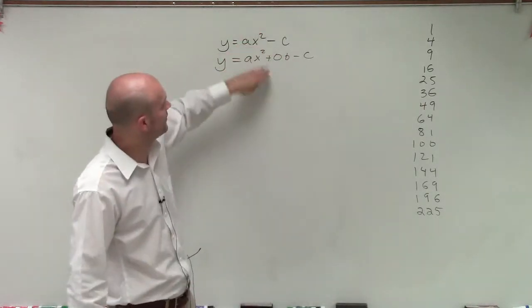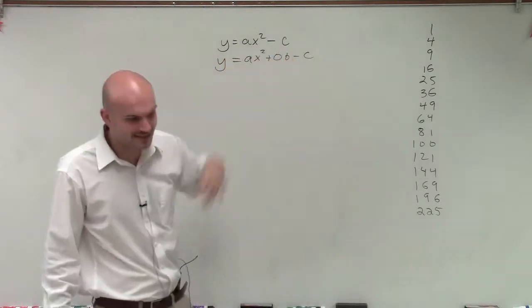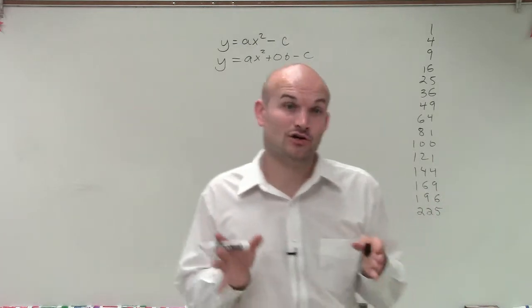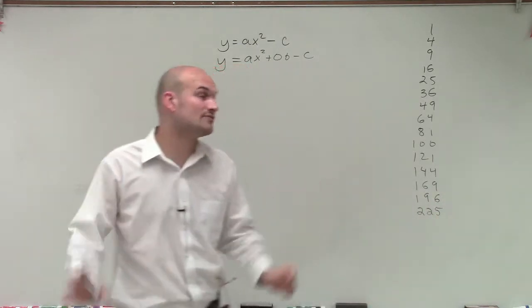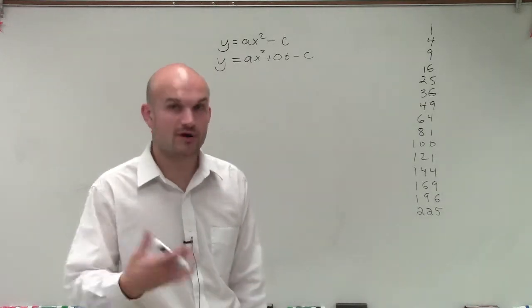But I just want to let you know that this is going to be your form where a is a real number, x is your variable, and c is our constant. So whenever we have that x squared or ax squared minus c, always look for a difference of two squares. So how are we going to factor a difference of squares, or how does that write?